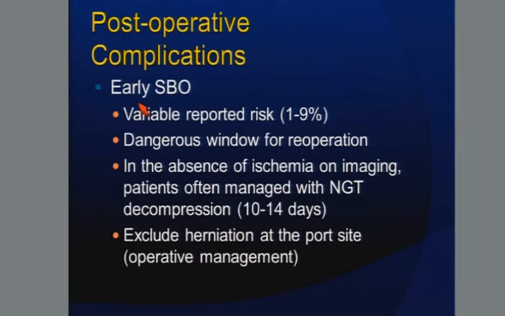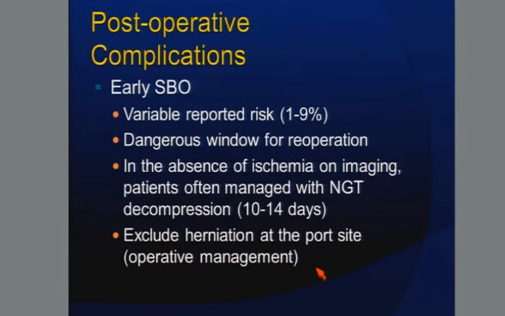In the early small bowel obstruction, and this is in that early postoperative period, we're talking about a couple days post-op, variable risk, 1 to 10% in the literature of people who present in the early post-op period. This is before they've been discharged even. And this is, again, a very dangerous window for reoperation. So these patients are often managed with nasogastric tubes for a prolonged period of time. And if they don't get better after 2 weeks of nasogastric decompression, then the surgeon is forced to go back operatively and take care of the patient.